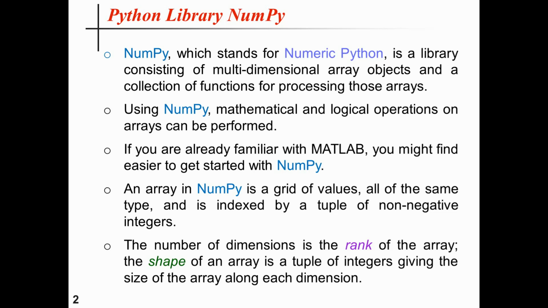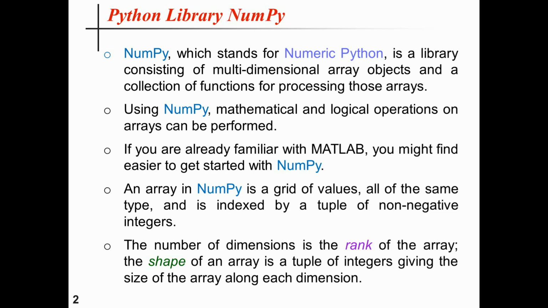An array in NumPy is a grid of values, all of the same type, and is indexed by a tuple of non-negative integer values. The number of dimensions in an array is called its rank, and the shape of an array is a tuple of integers giving the size of the array along each dimension. So this is the basic concept of the Python library NumPy.